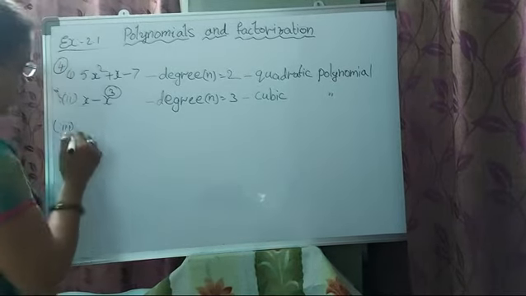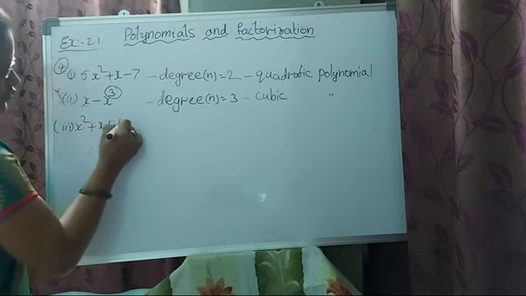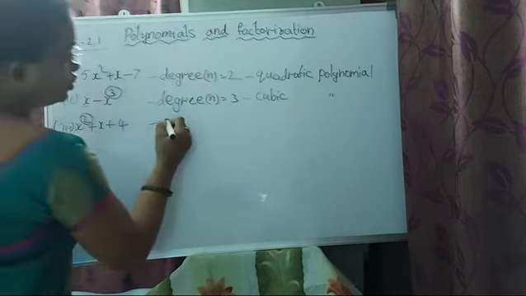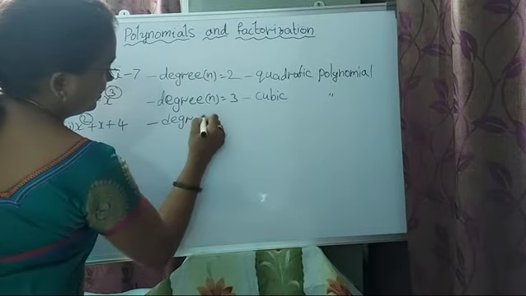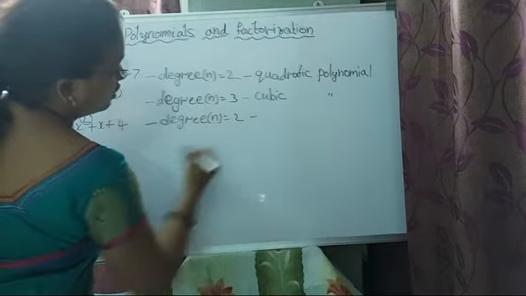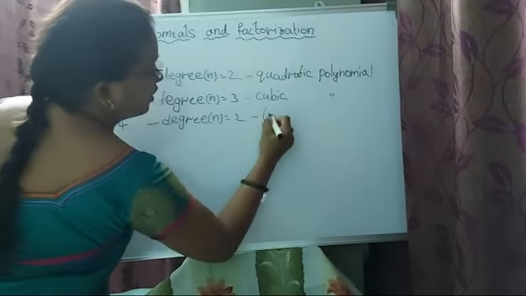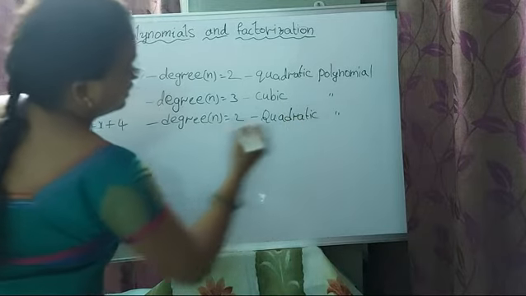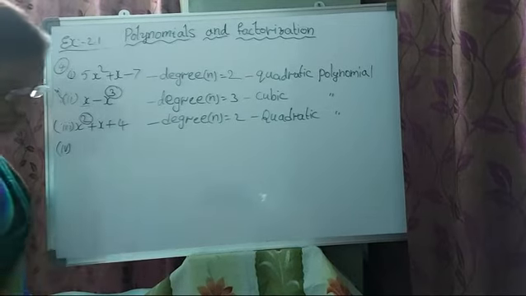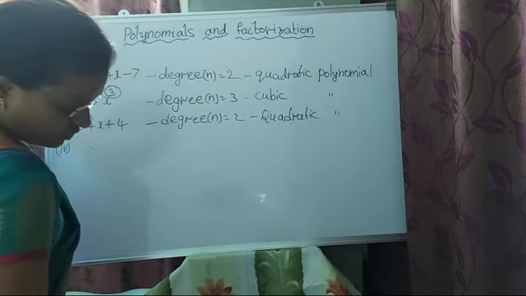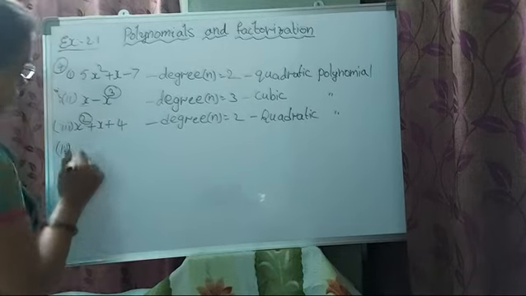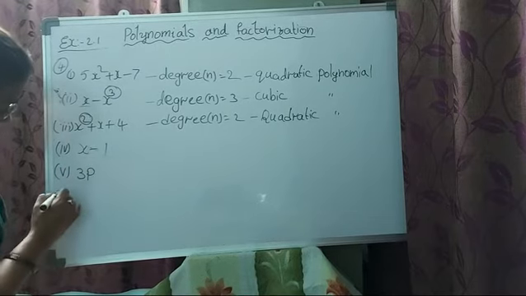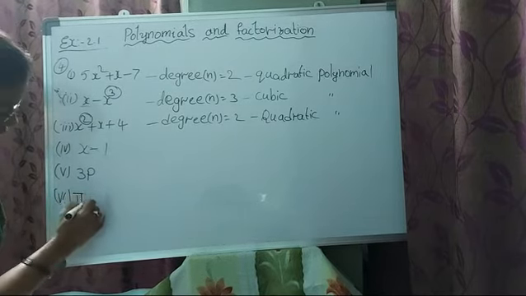Next, the third one, x² + x + 4. If you observe here, the highest power is 2, so the degree n = 2. If the degree is 2, it is a quadratic polynomial. Next, the fourth one is x − 1. The fifth one, 3p. Next, the sixth one, πr².